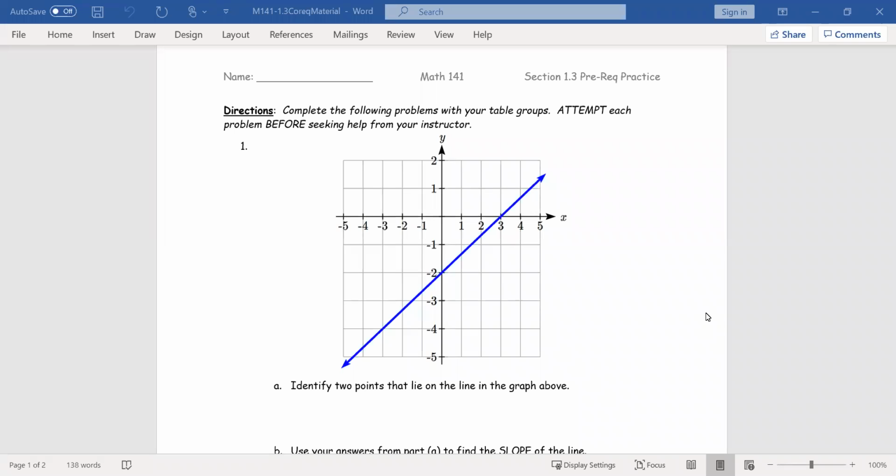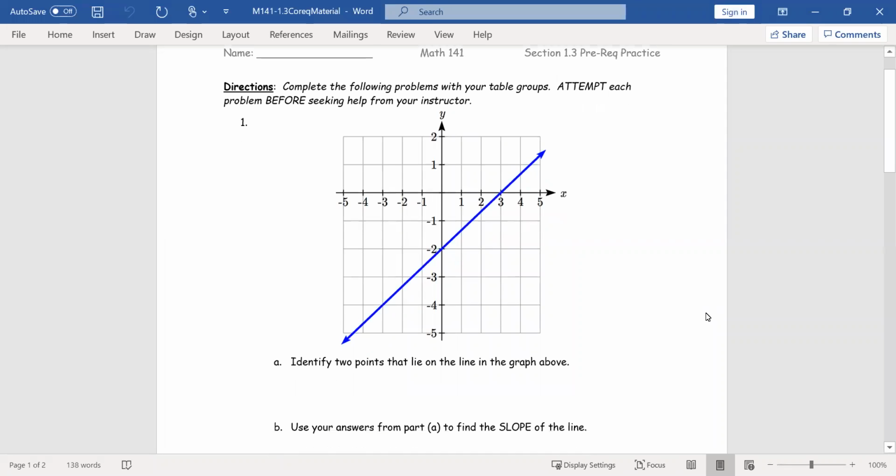All right, greetings everyone. The purpose of this video is to go over the prereq material for section 1.3. As always, this handout I'm about to go over is posted on OneMap if you want to look at it yourself. And I will not be going over all the problems in it just for the sake of time.